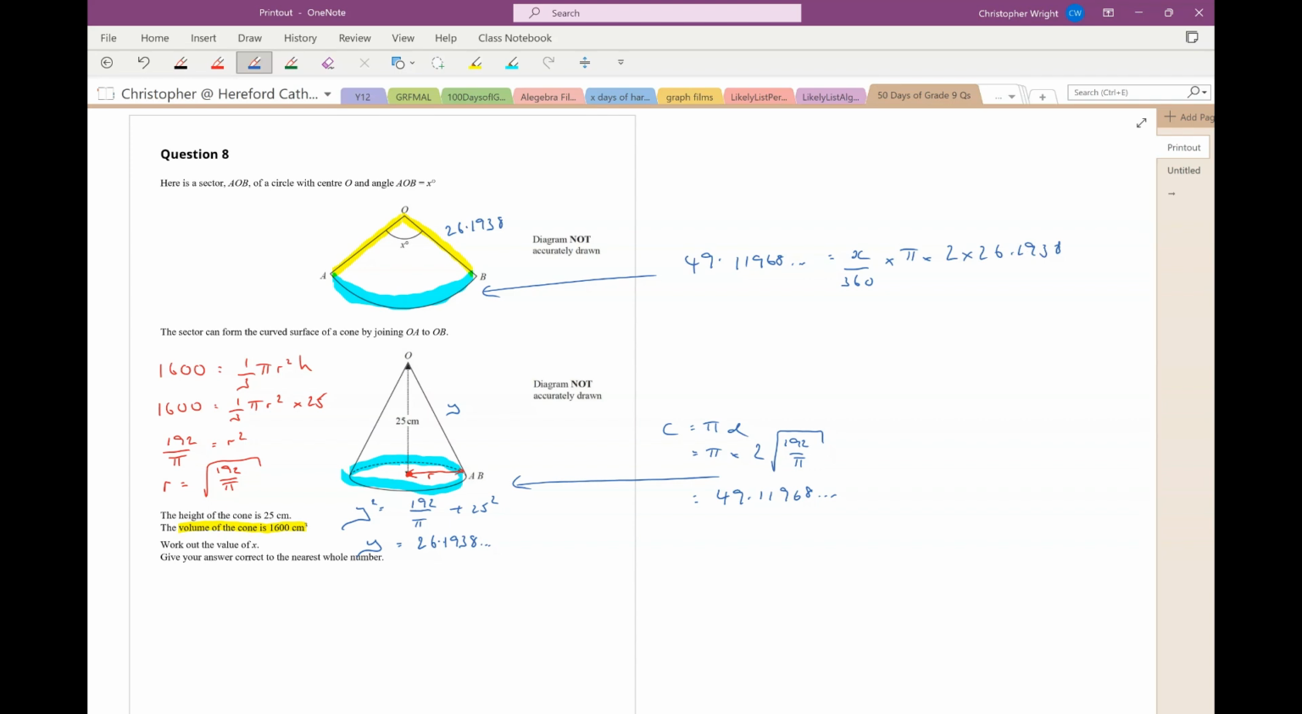So I've got the 49.11968 on my calculator already, so times that by 360, divide it by 2, divide it by 26.1938, and divide it by pi. That gives me x equals 107.443, and so on. I'm asked to find x, giving the answer correct to the nearest whole number. So 107 is my answer for x. And that's question 8 done.